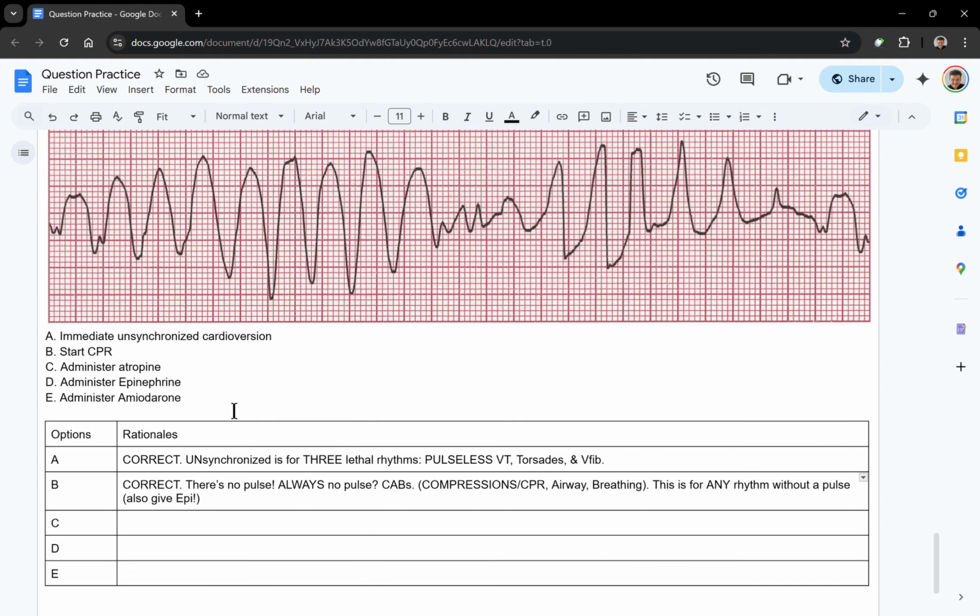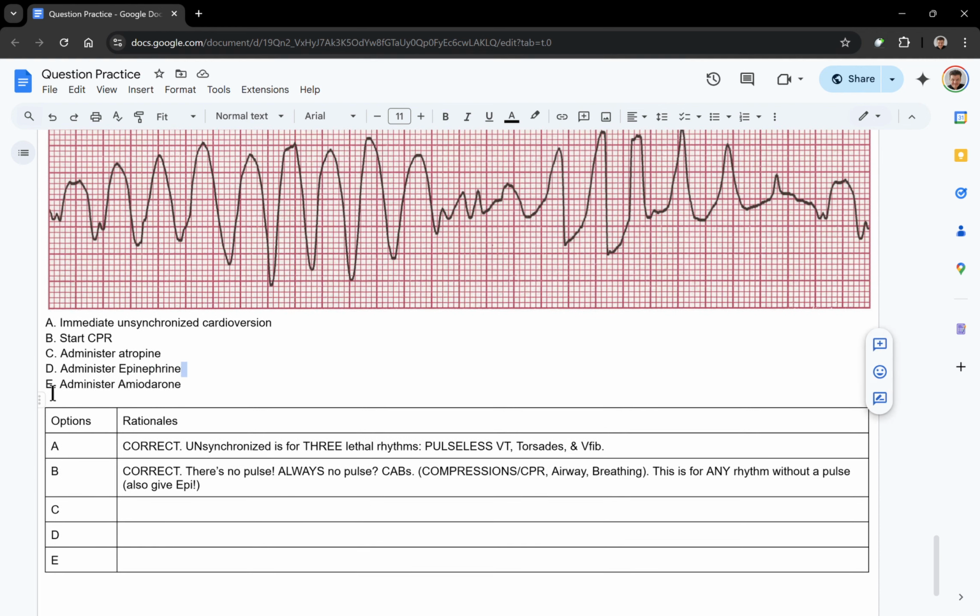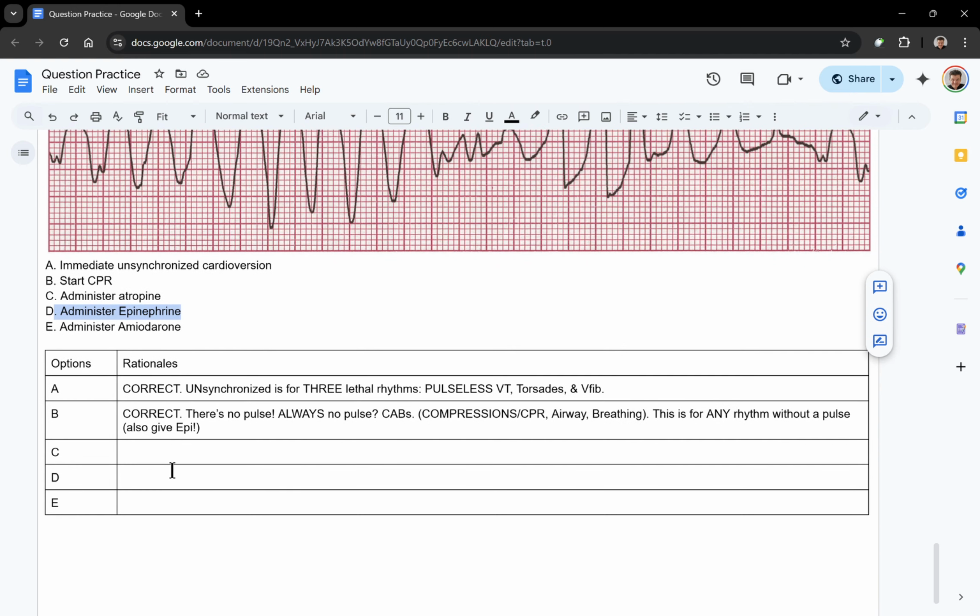But can we give epinephrine? That's what I said right here, right? Is that correct? Sorry, I keep skipping. Let's just put that down here so we don't forget: CPR and epi is needed for every rhythm without a pulse. Okay, and then C was atropine.